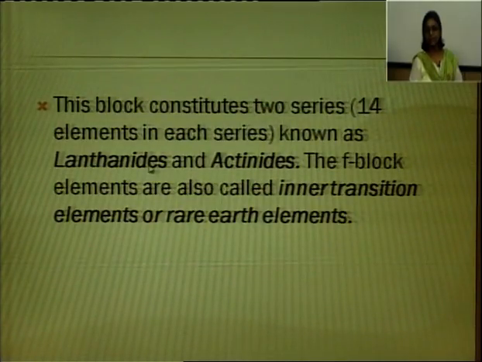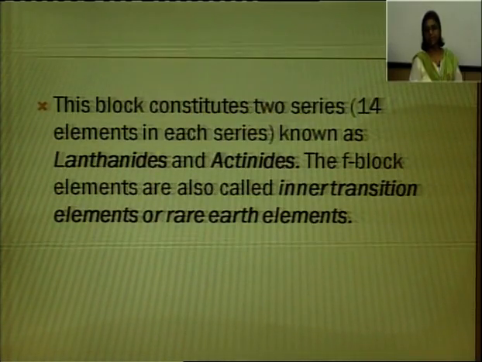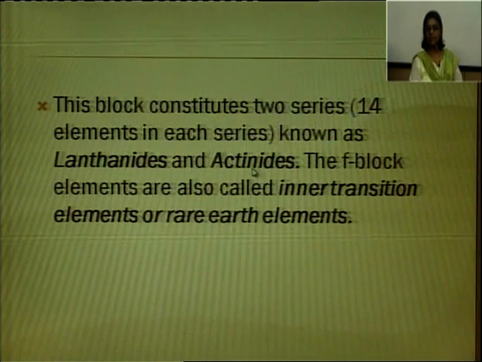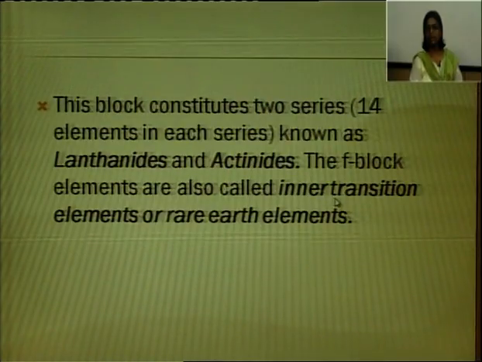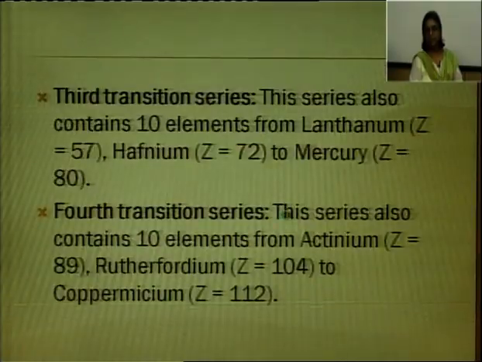Now, the first series is called lanthanides because their filling starts after the lanthanum, and the second series is called actinides because their filling starts after the actinium. These F block elements are also called inner transition elements or rare earth elements. Let us see these lanthanides and actinides in the D block.